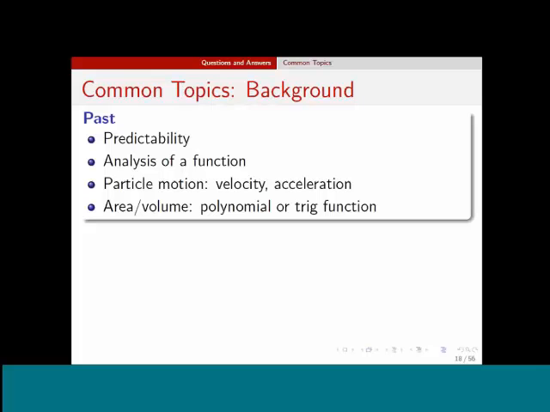We always asked them about the analysis of a function. We always asked them about particle motion, something about velocity and acceleration. And there was always an area or volume question that involved a polynomial or a trig function. It was very predictable. But once calculus reform started a little over 20 years ago, things changed.